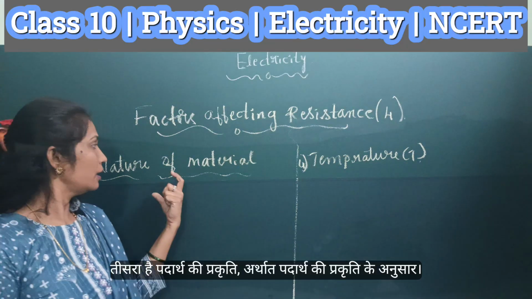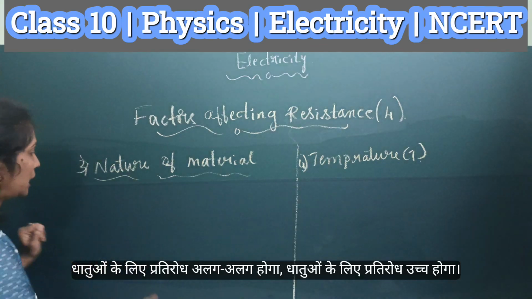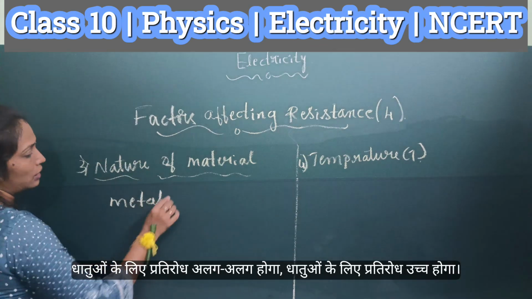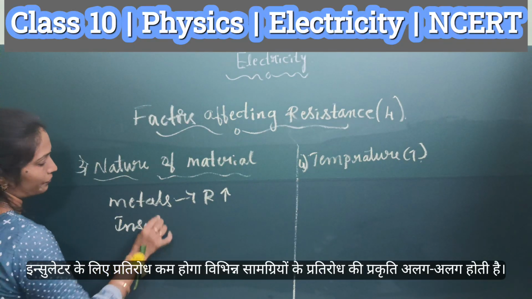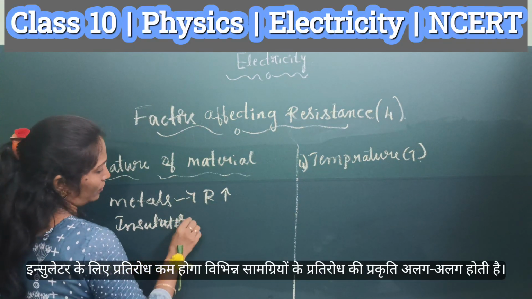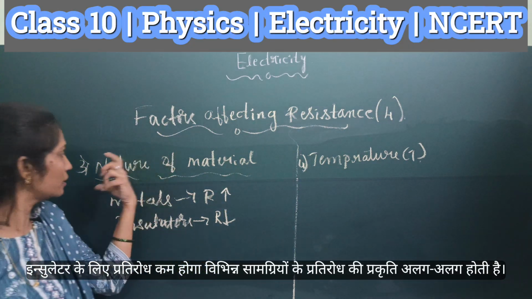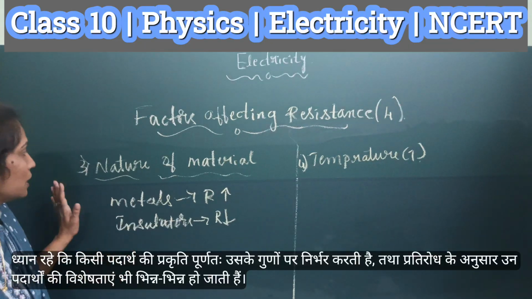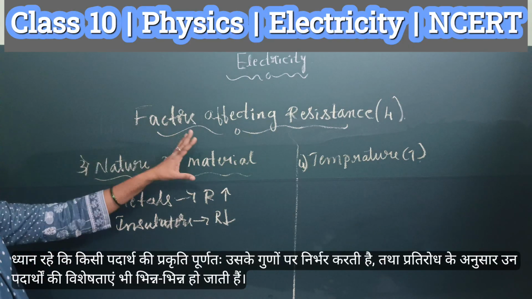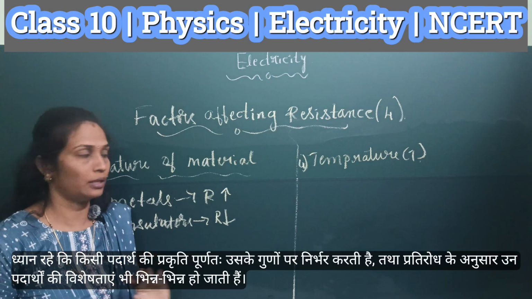Okay. The third one is the nature of the material. According to the nature of the material, the resistance will vary. For metals, what, guys? For metals, resistance will be low, and for insulators, resistance will be high. Different materials have different resistance. Please note this carefully. The nature of a material is purely dependent on the property and characteristics of those materials, and according to that, resistance will vary.